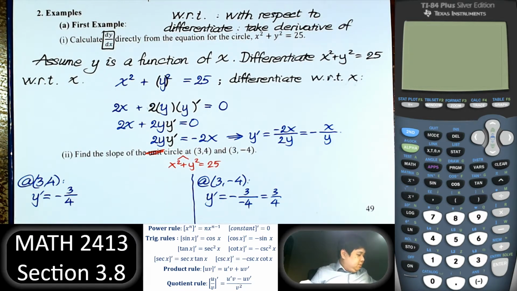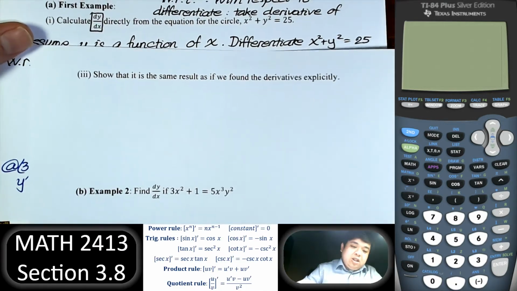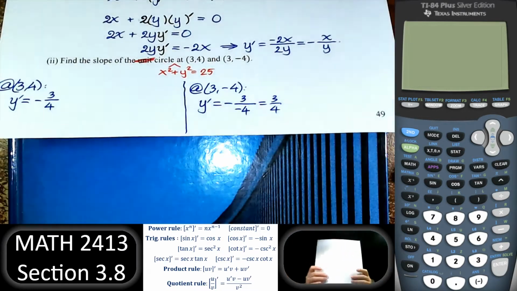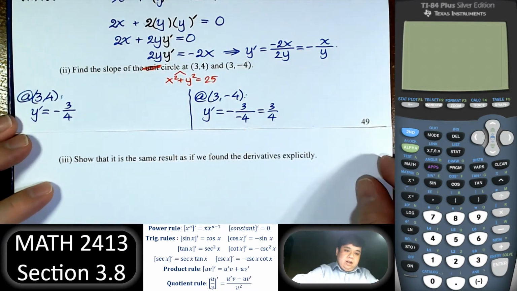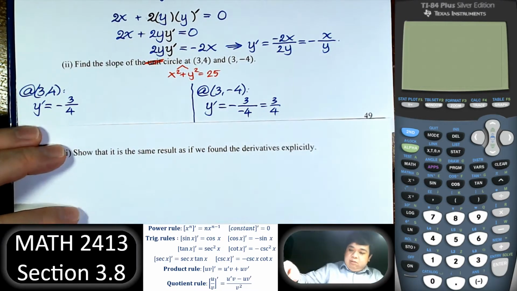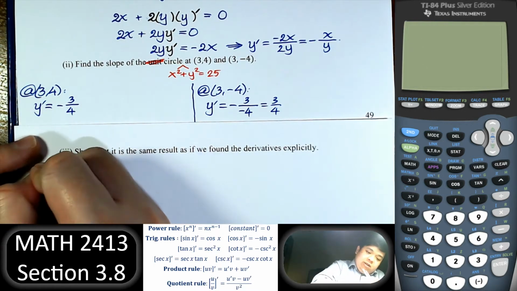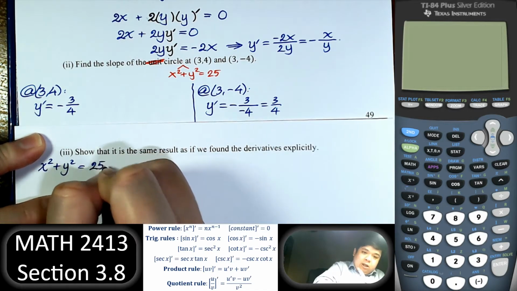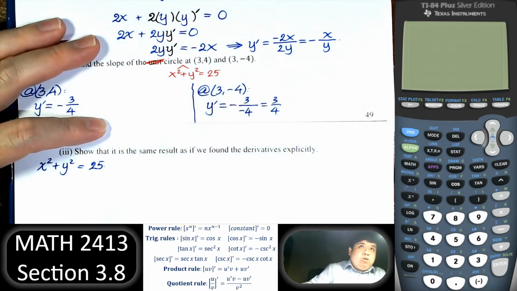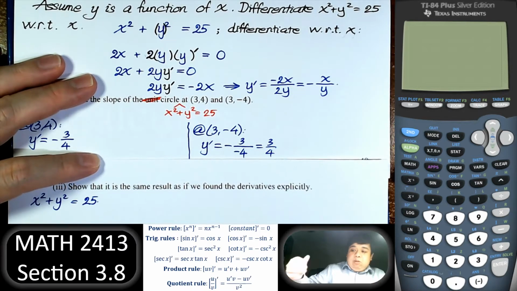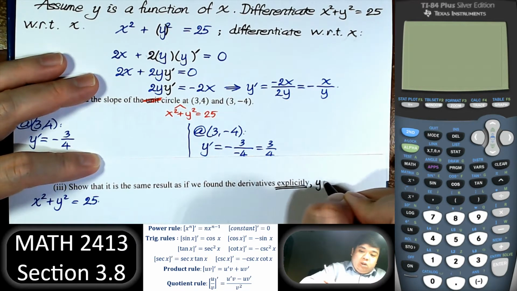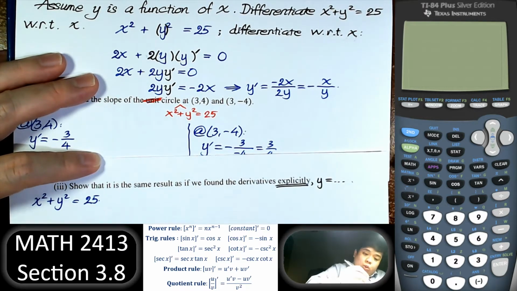Now, next, show that this is the same result if we found the derivative explicitly. Alright. Now, in that case, we have to solve for y first, and then differentiate with respect to x. Here we do that explicitly, meaning y equal to something. So we solve for y first.